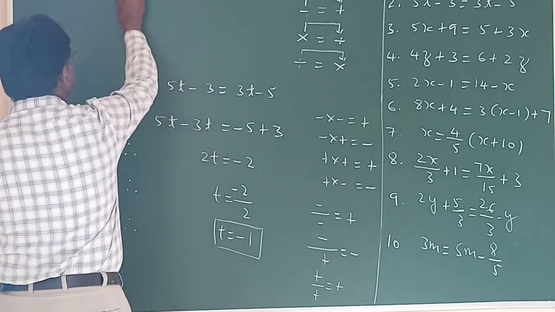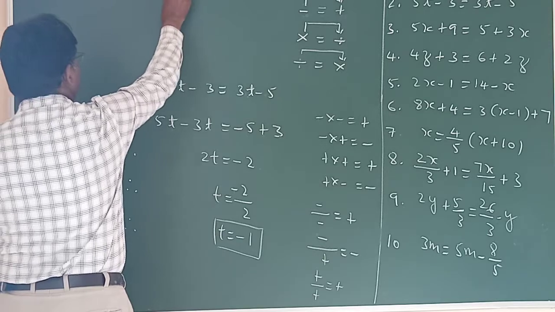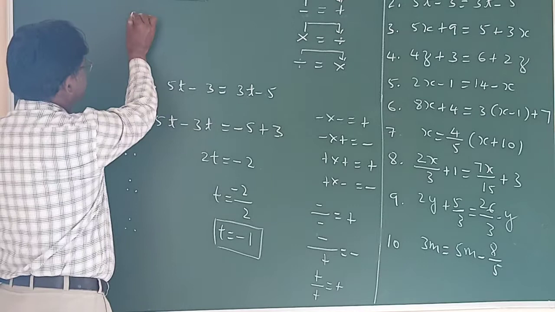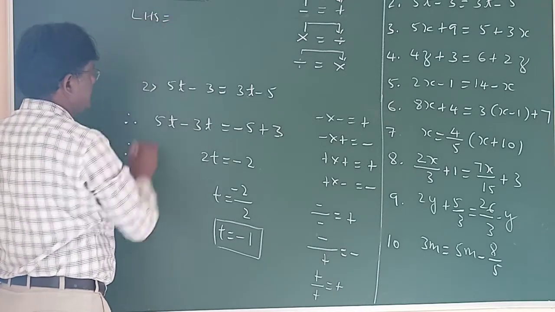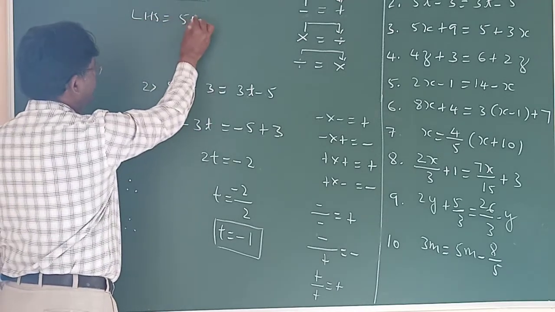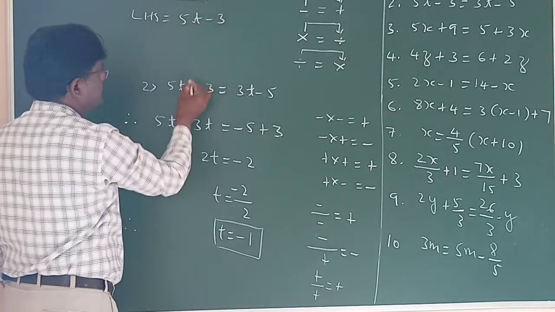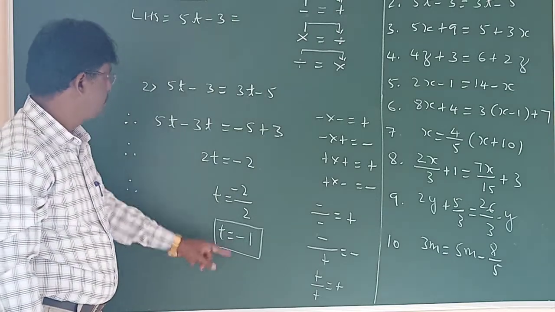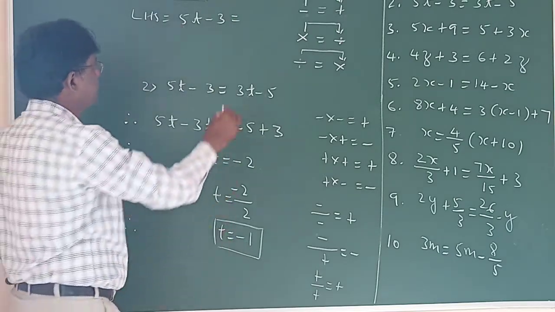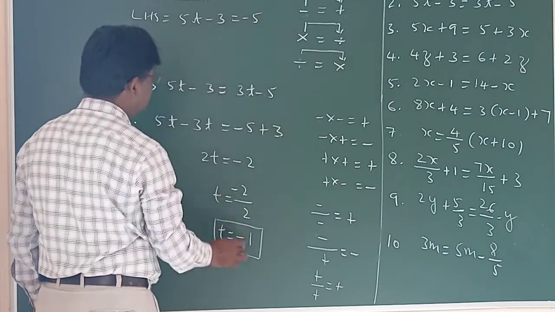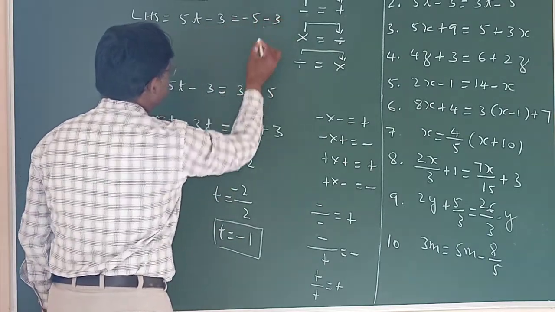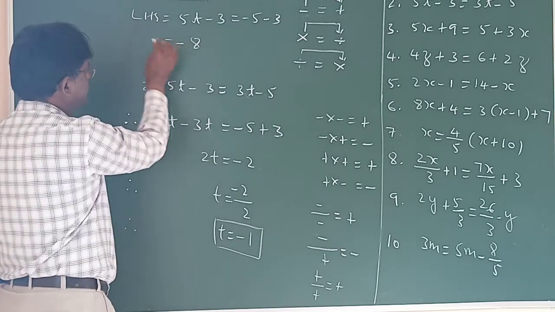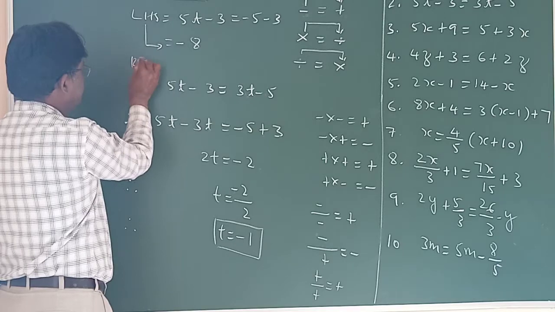Therefore, verification. Let us take LHS. LHS here we have 5t minus 3. t is how much? Minus 1. 5 into minus 1, minus 5. Then minus 3. Minus 5 minus 3 is minus 8. That is LHS. Next we shall take RHS.